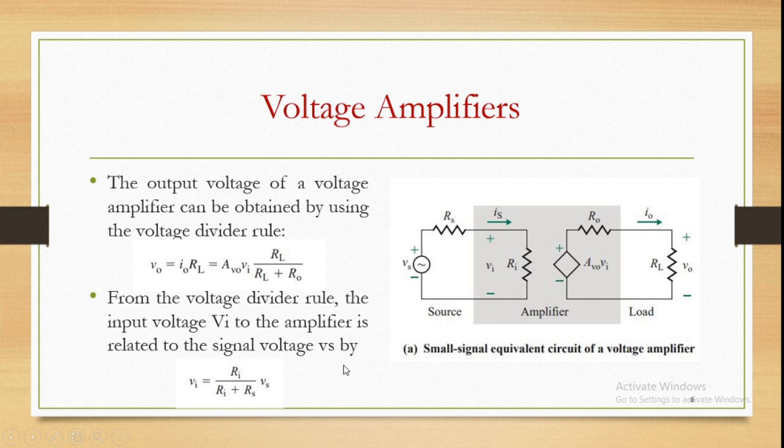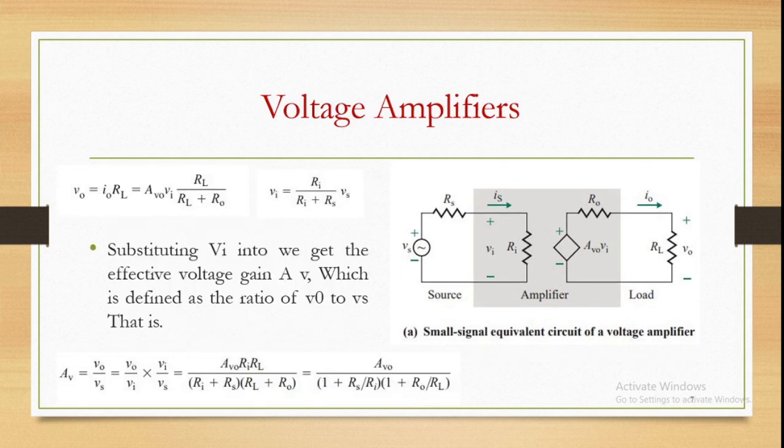As we have applied the voltage divider rule at the output, we can apply the voltage divider rule at the input side, where Vs is the voltage source. We can find Vi, the input voltage to this amplifier. So Vi is equal to Ri, that is measured across Ri, divided by the total resistance Rs plus Ri, into the voltage source Vs. Now that we have Vi, we can put the value of Vi over here and then find the output voltage Vo.